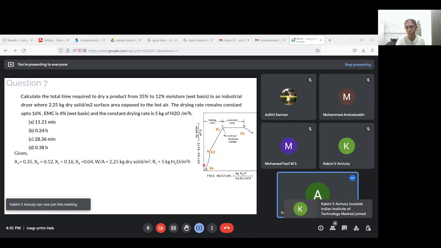So what is the equilibrium moisture content in this case? It is the lowest moisture content below which evaporation is not possible. So even if you keep it for a very long time, it will not go below that.